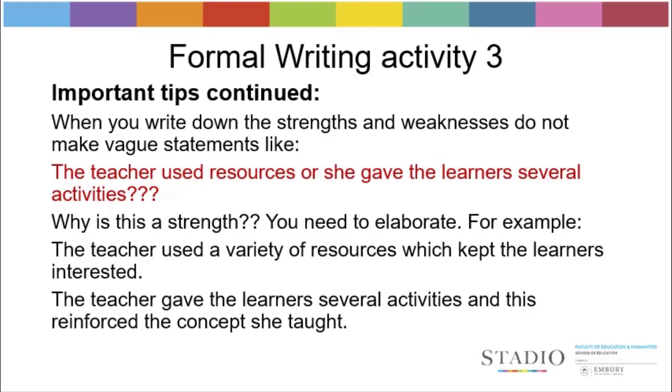So I've given you 2 examples there. Instead of just writing down as a strength that the teacher used resources, you will add to that: the teacher used a variety of resources which kept the learners interested. So I'm providing a reason why I think her use of resources was a strength, because I do feel that the variety of the resources kept her learners interested in her lesson. So I have a clear idea why the use of resources was seen as a strength.